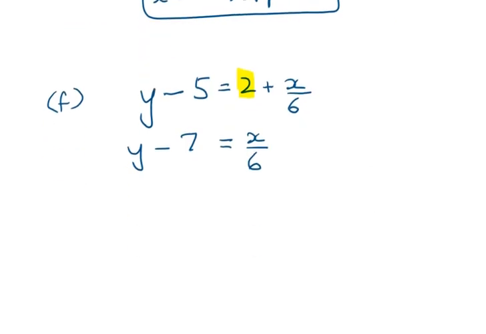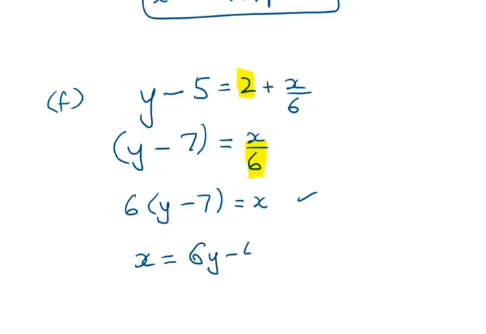And now I need to undo the dividing by 6. To undo dividing, I multiply, but I need to multiply all of that side. So we're going to have 6 times y minus 7 is equal to x, and I can leave it like that, or I could write it out in expanded form as x is equal to 6y minus 42. So both of those are correct.